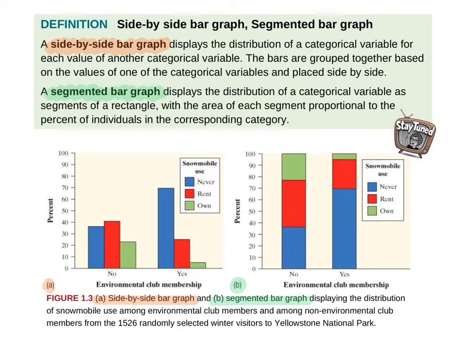Now, a segmented bar graph takes all of those things and stacks them on top of each other. What I mean by that is I take all of my no's for never owning or using, renting, and then owning a snowmobile. You'll notice that the percentage of blue stays the same, and then the percentage of red gets stacked right on top of that, and then the percentage of green gets stacked right on top of that. You do the same for no and for yes. So, two different ways to represent a bar graph. And stay tuned. At the end of this video, I will show you, using a different example, how to make a segmented bar graph.